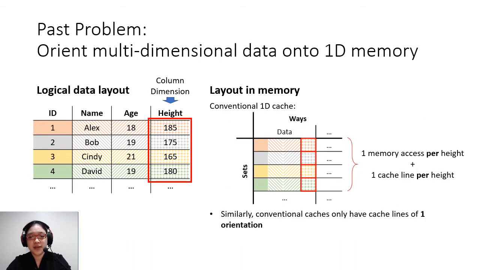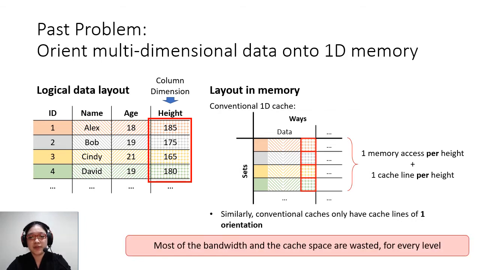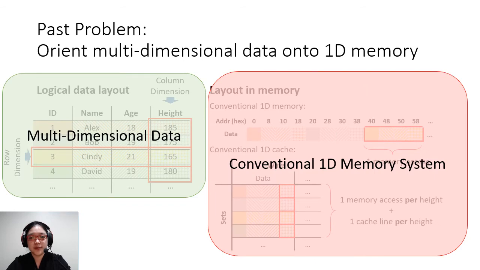Similarly, conventional caches can only store data in one orientation, and data along other dimensions takes multiple cache lines to store. This results in a waste of the memory bandwidth and cache space for every level in the cache hierarchy, leading to performance overheads. We have been living with this problem forever, but we don't have to anymore.